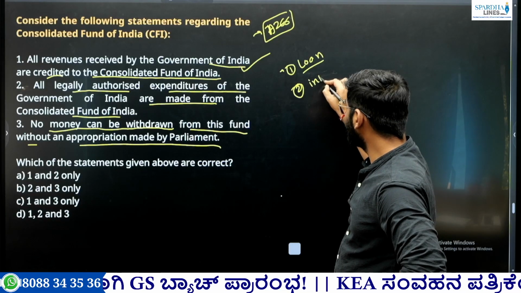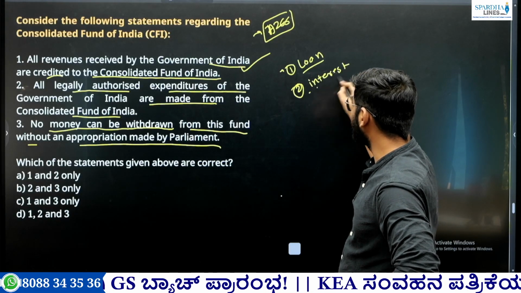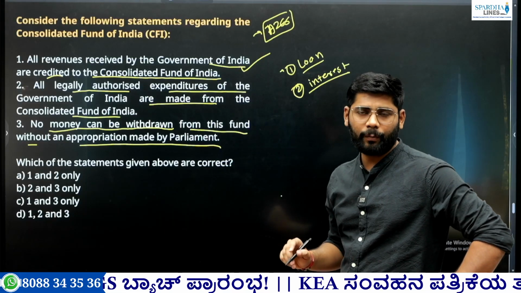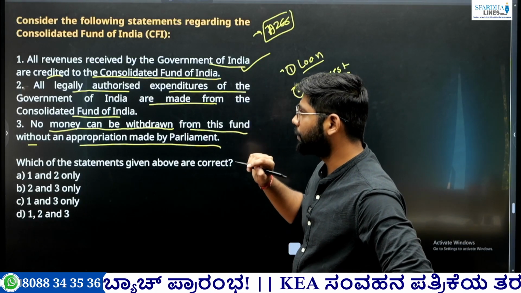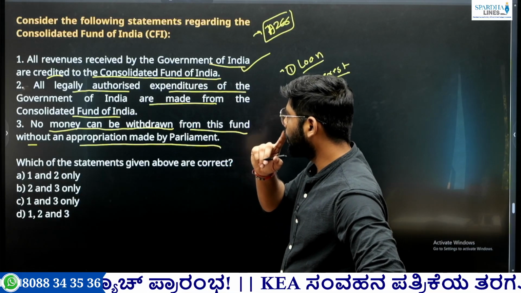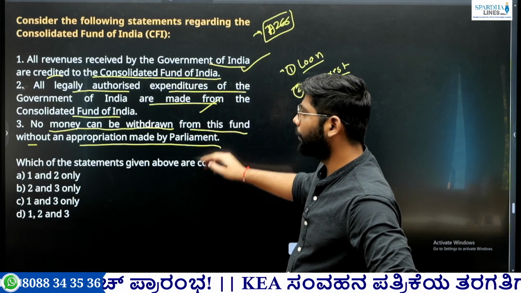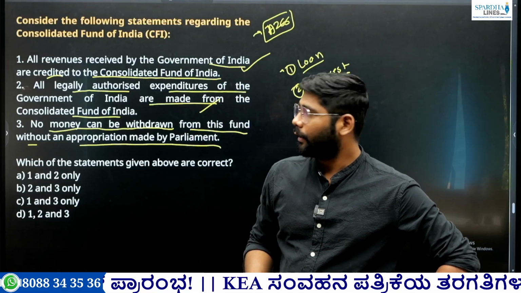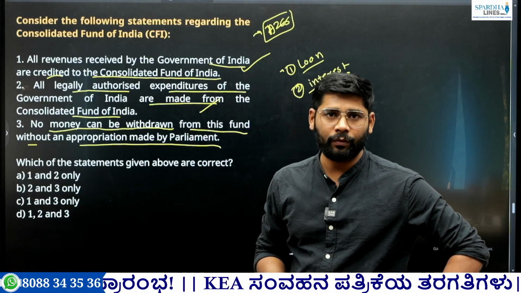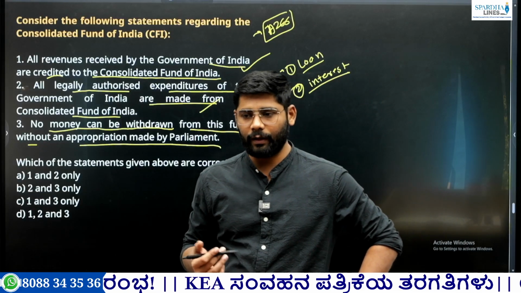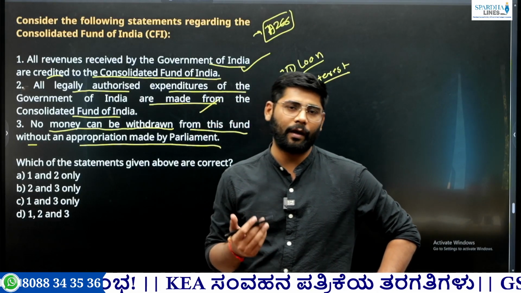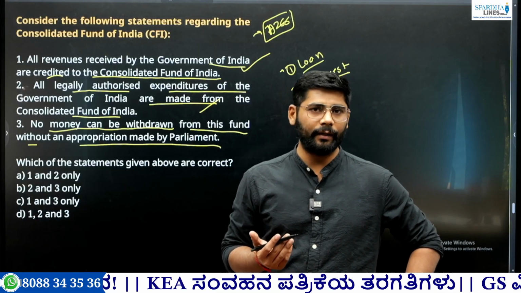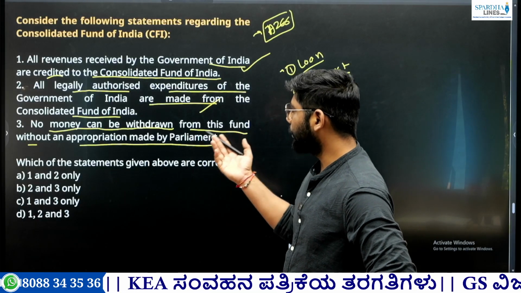Okay, if the government gives a loan to another country or a state government and gets the interest, that will also be credited to the Consolidated Fund of India. Apart from this, all legally authorized expenditure of the Government of India will be made from the Consolidated Fund of India, whether it is service related or administrative related, salary, allowance. So these are all legally authorized, and these are all made from the Consolidated Fund.